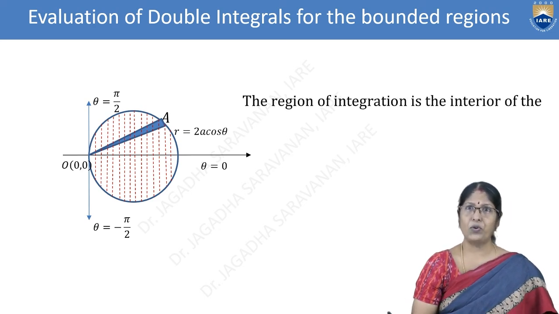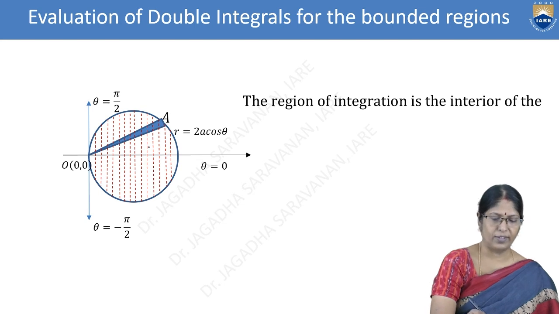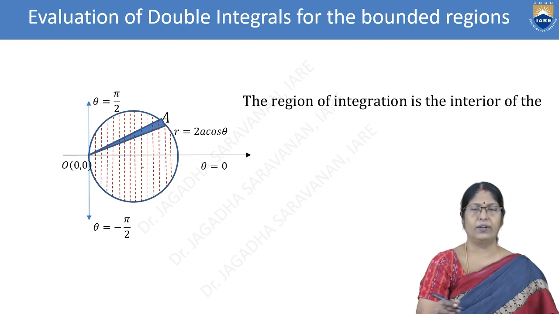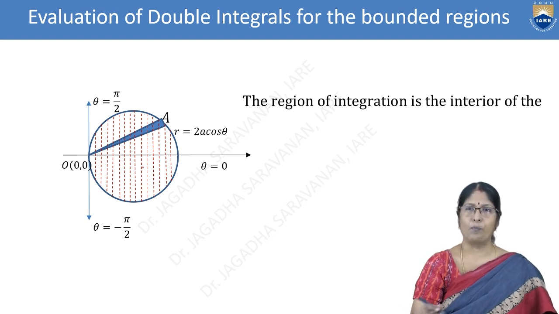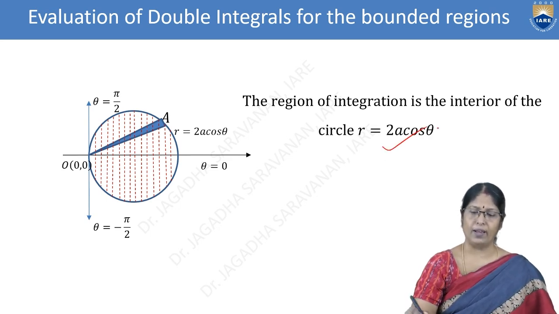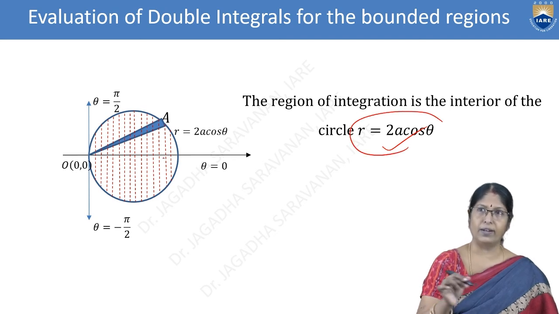So the region of the integration, we can see the dotted lines. This complete region, the area of the bounded region, we have to find. It is in polar form, that is r equal to 2a cos theta, satisfying the circle that is drawn.